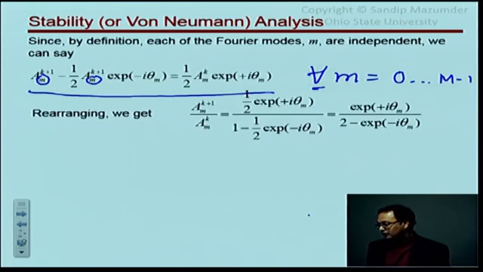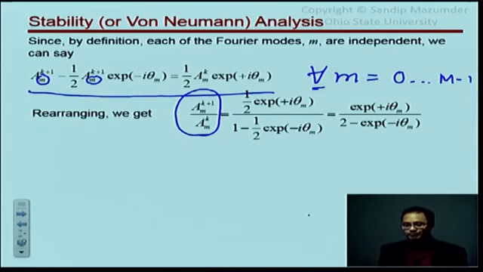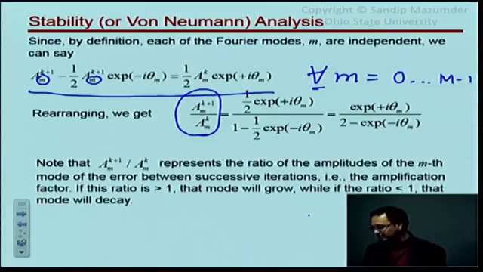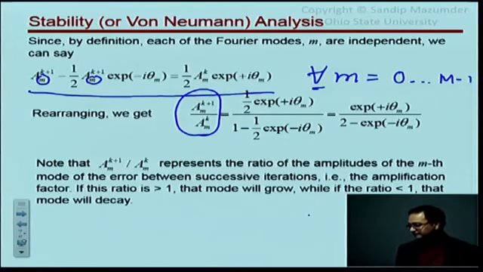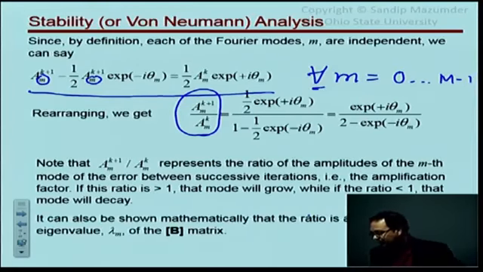So we rearrange that and rewrite this as the amplitude ratio. This is the ratio of the amplitude between the k plus 1th iteration and the kth iteration. Now it turns out, and I'm not offering any proof here, that this amplitude ratio is nothing but the eigenvalue of the B matrix. It is the mth eigenvalue of the B matrix.